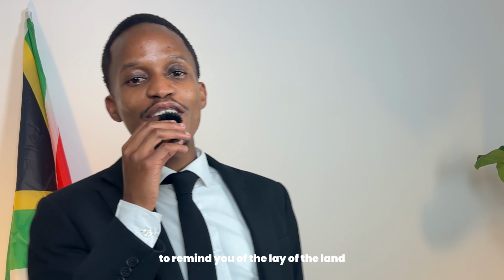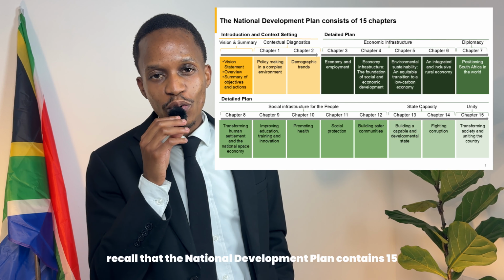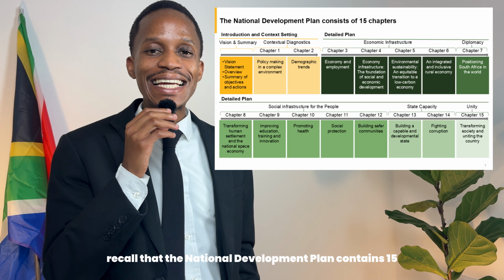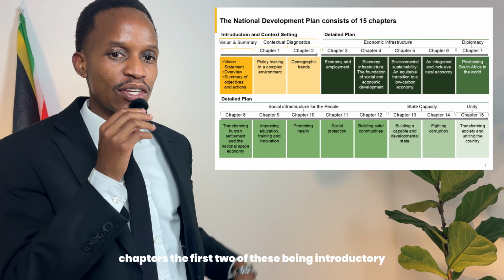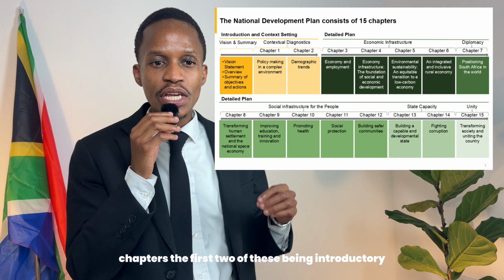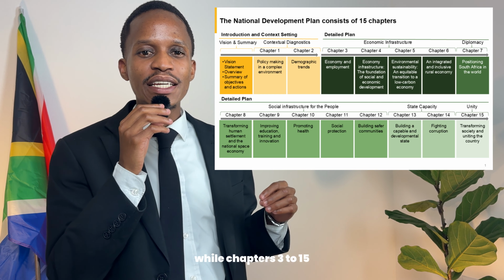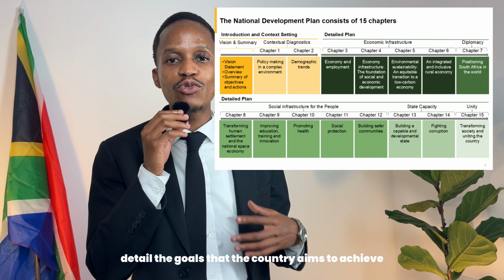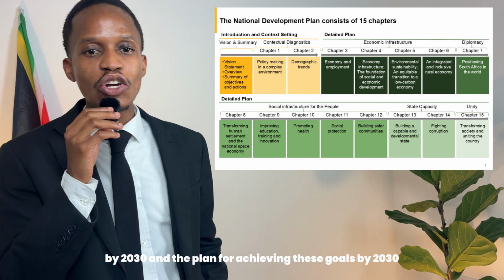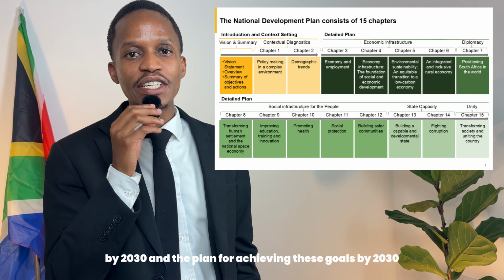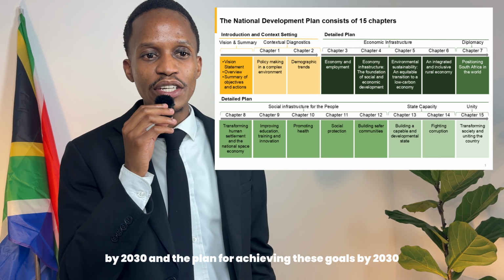To remind you of the lay of the land when we're speaking about the National Development Plan, recall that the National Development Plan contains 15 chapters. The first 2 of these being introductory and context setting in nature, while chapters 3 to 15 detail the goals that the country aims to achieve by 2030 and the plan for achieving these goals by 2030.